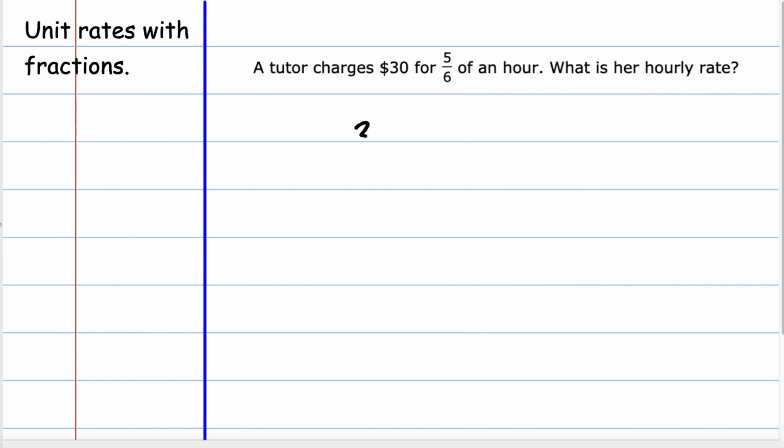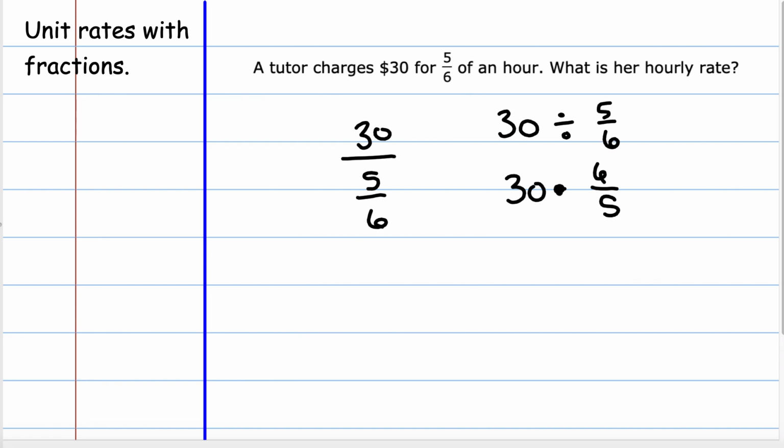Okay, so we have $30 for every 5/6 of an hour. So 30 divided by 5/6 would be 30 times 6/5 over 1, which is 36. So I'd have $36 per hour.